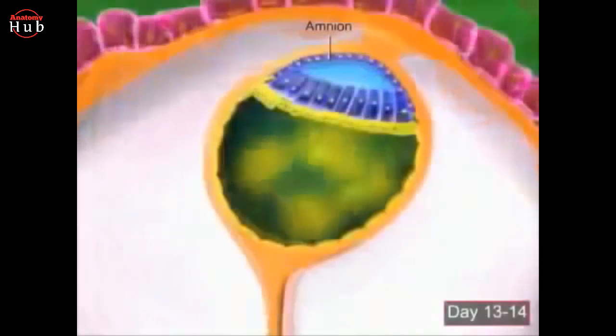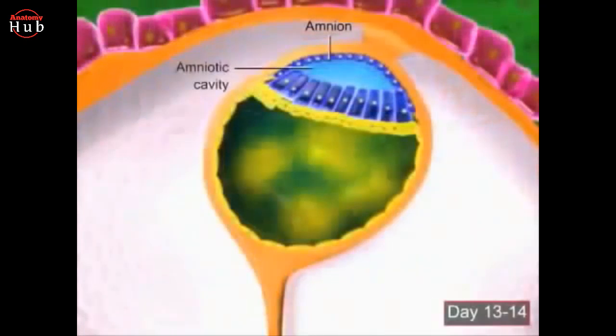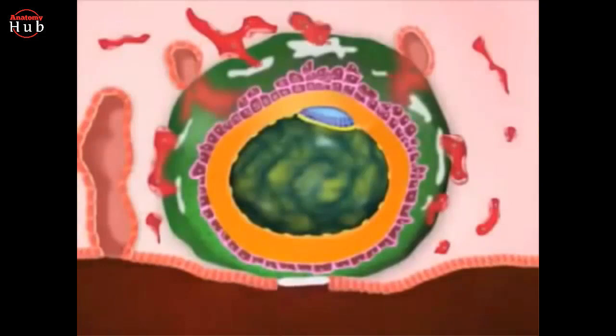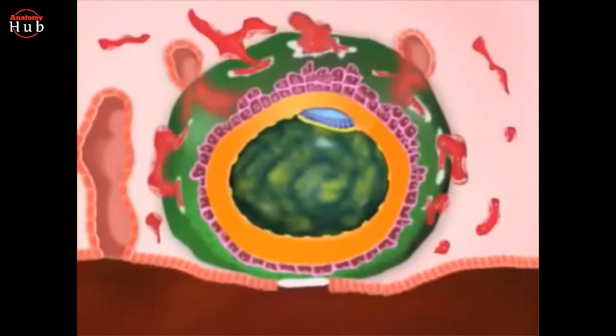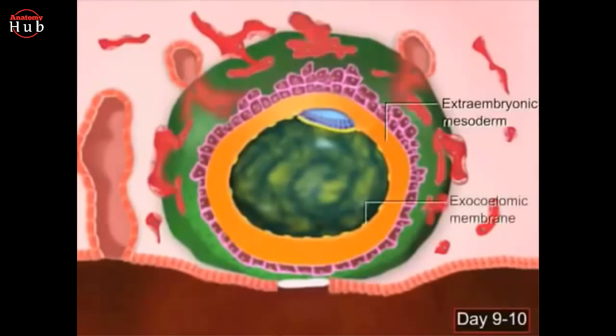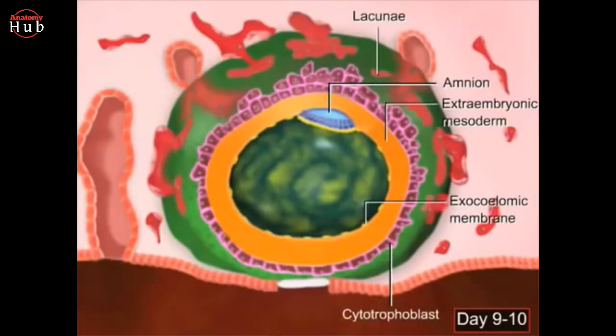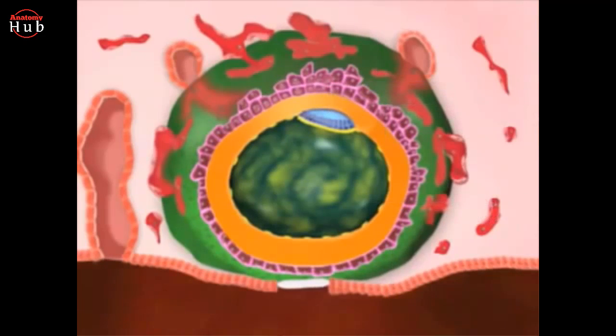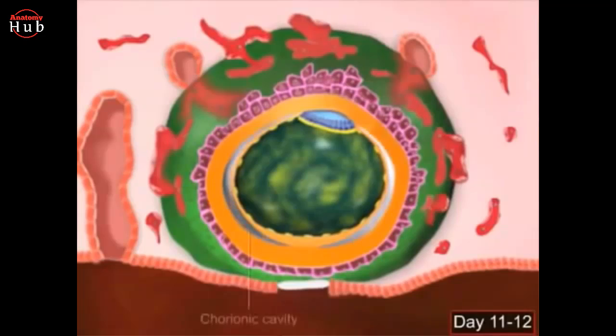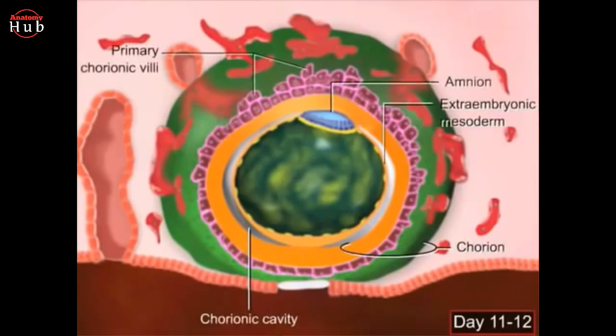It is surrounded by the extraembryonic mesoderm, which is formed by the delamination of the cytotrophoblast. In this mesoderm develops an extraembryonic coelom. With this, a part of the primary yolk sac is separated from it. This forms an exocoelomic cyst, while the rest of it forms the secondary yolk sac.